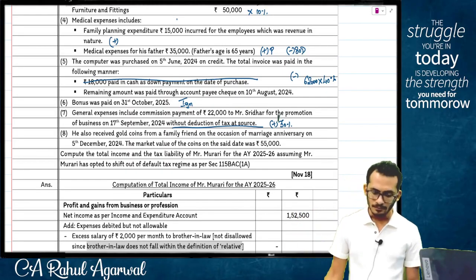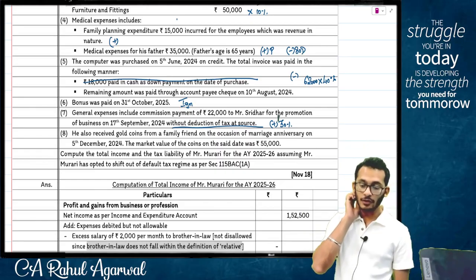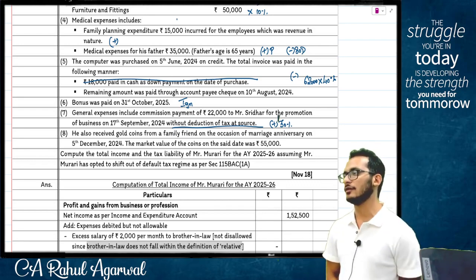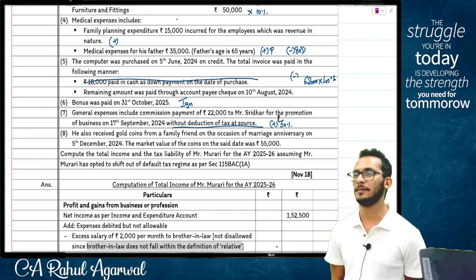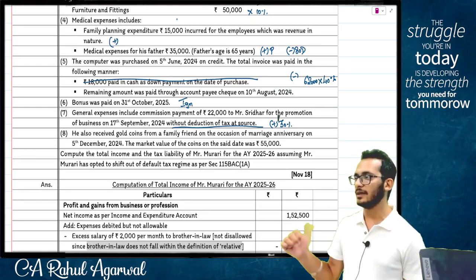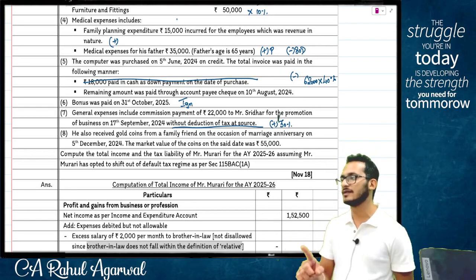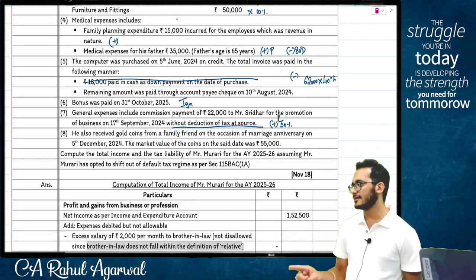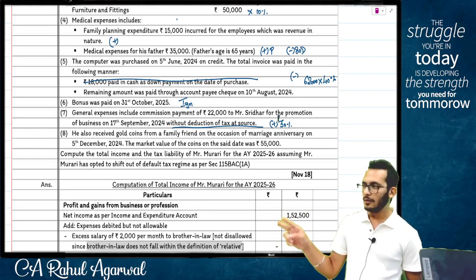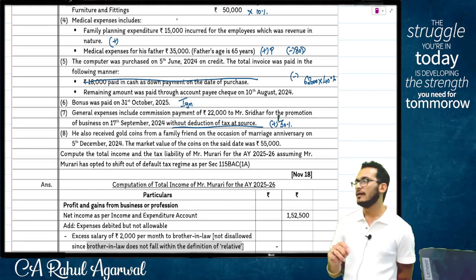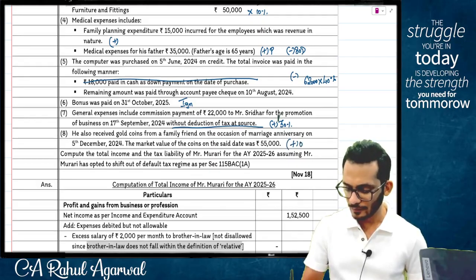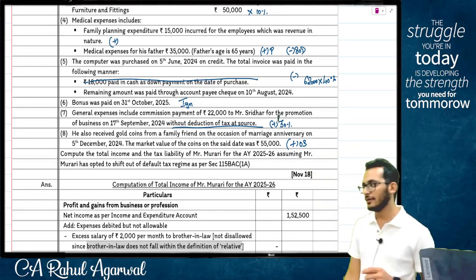It doesn't matter. Next, he also received gold coins from a family friend on the occasion of his marriage anniversary on 5th December. Market value of the coins is given as 55,000. People, always, like I told you, first check whether it is part of P&L. Do I see it? No. If it is not part of P&L, there is no adjustment to make in PGBP. Then come to IFOS. IFOS rule number 1, check for asset. Is it an asset? Yes, gold coins are an asset. Rule number 2, check for exception. Marriage anniversary, not an exception. Friend, not an exception. Rule number 3, check for limits, which is 50,000. This is 55, therefore taxable under the head IFOS. Jewelry.